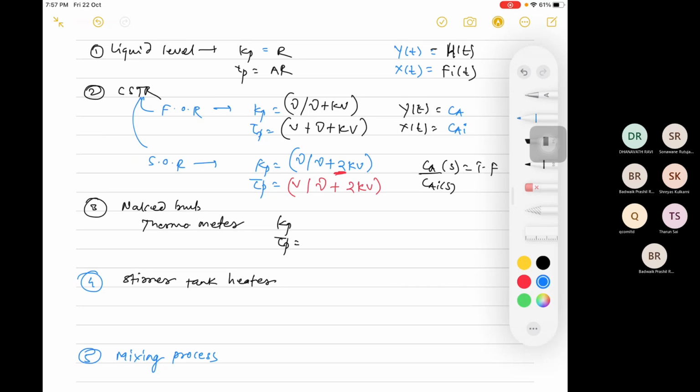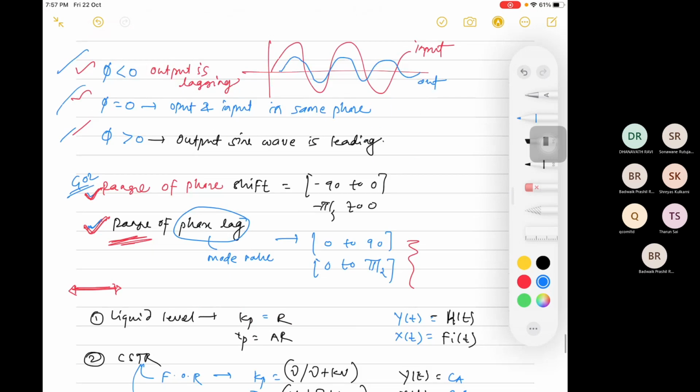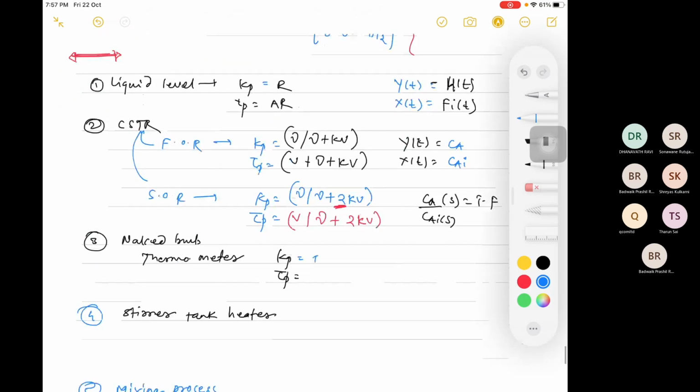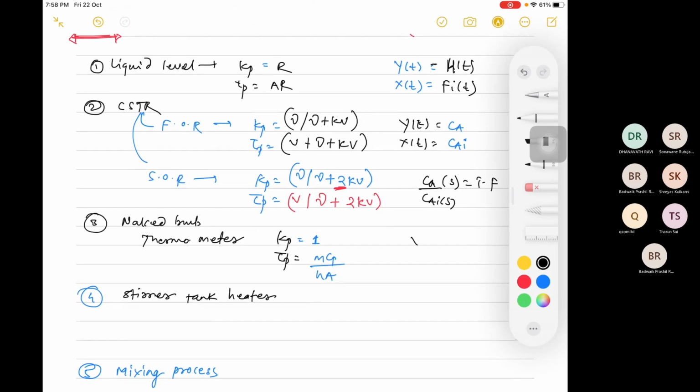Getting it? For the naked bulb mercury thermometer, what was Kp? 1. Tau p is, what was it? It is mCp by hA, right? Correct. And what is your y of S upon x of S? You know this is output upon input temperature. So input is the bath temperature, and output is the thermometer temperature.